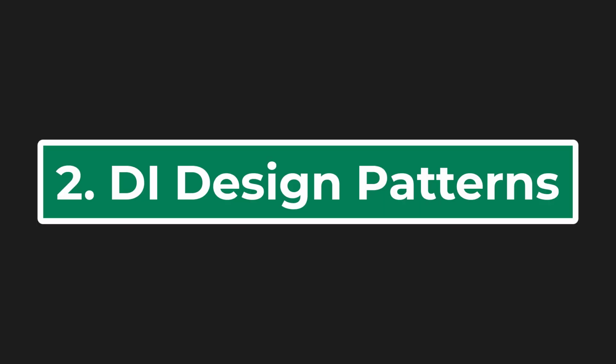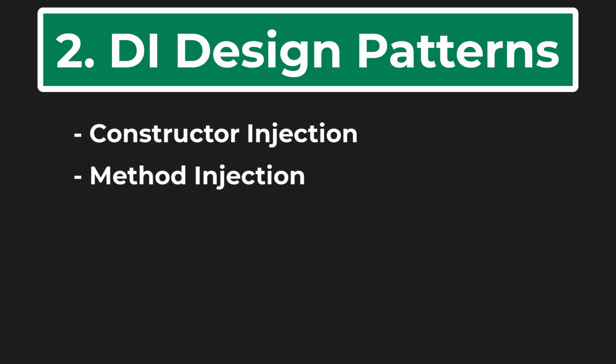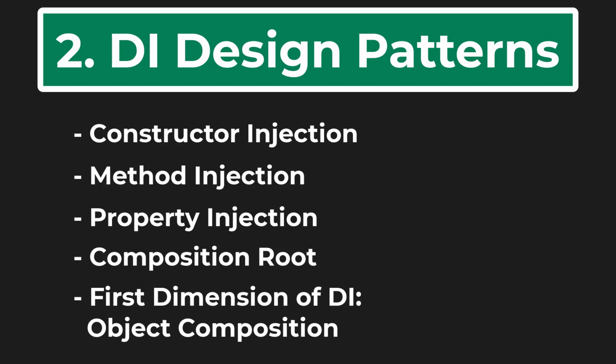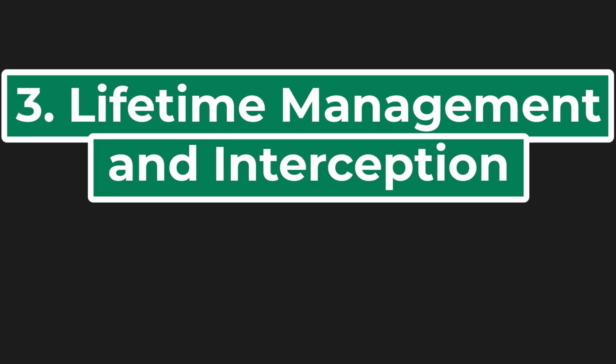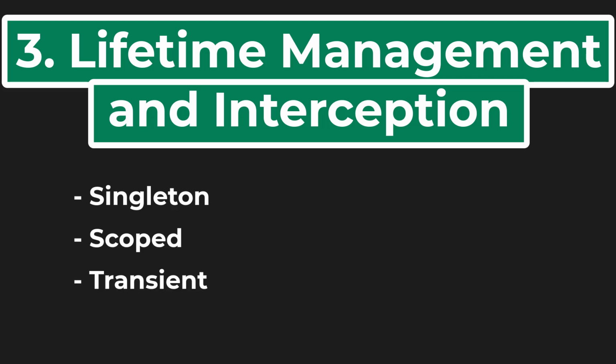Next, we'll talk about the various dependency injection design patterns such as constructor injection, method injection, property injection, and composition root. And by the end of this section, you will have learned the first dimension of dependency injection, which is object composition. In the next section, we talk about the other two dimensions of dependency injection, which are lifetime management and interception. Here, we discuss the various service lifetimes such as singleton, scoped, and transient.